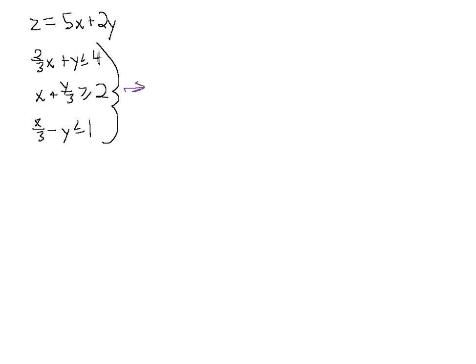So let's go ahead and put these in slope-intercept form so we can graph them. Let's solve each of these inequalities for y. Let's start off with the first one. We subtract 2/3 x from both sides. We get y is less than or equal to minus 2/3 x plus 4. All right. So far, so good.